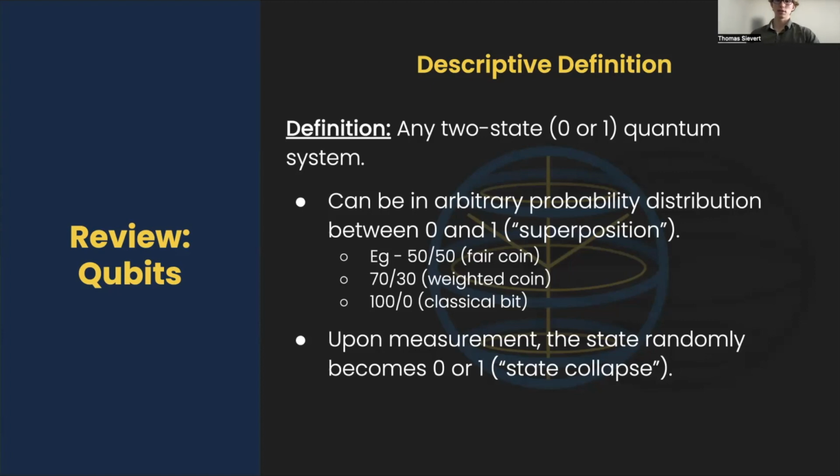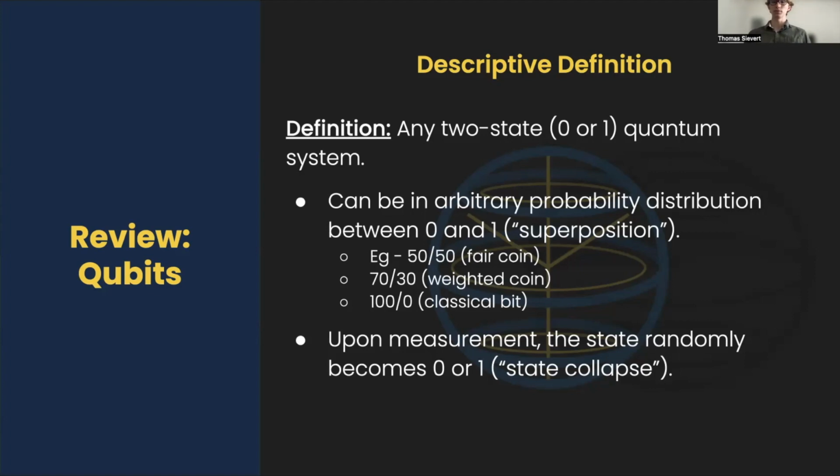Now, the interesting thing about qubits is, unlike regular bits, they can be not only 1 or 0, but also in some arbitrary probability distribution between 0 and 1. That's a lot of big words, so let me break down what we mean. You can imagine a 50-50 distribution, which would be like a fair coin. So you have a 50% chance of being in a 0 state and a 50% chance of being in a 1 state. There's a 70-30, which would be like a weighted coin. And you could imagine a 100%, 0%, which is really more just a classical state. You're 100% in one state and 0% in the other. These are not the only options.